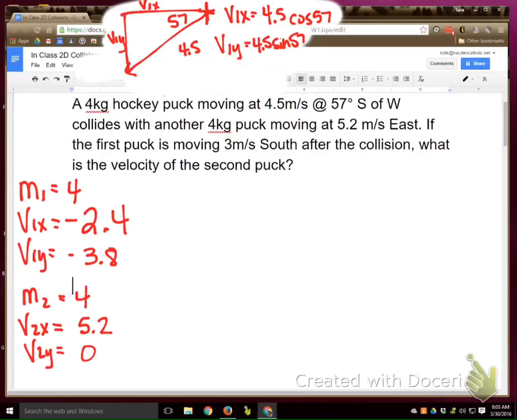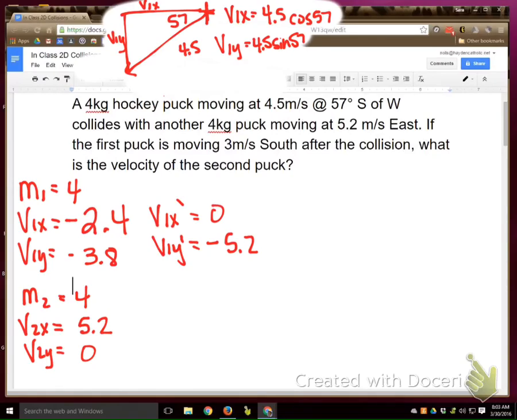Now what is this 3 meters per second south? What variable does that tell us? V sub 1 or V sub 2? V sub 1 prime. Perfect. So V sub 1x prime and V sub 1y prime. This is only going south, which means it has only an x component or only a y component? Only a y component, and it's negative 5.2 and 0.